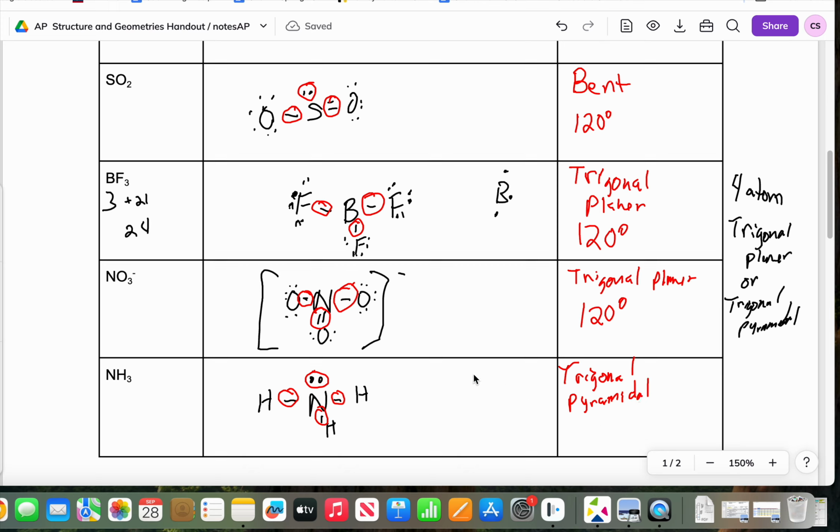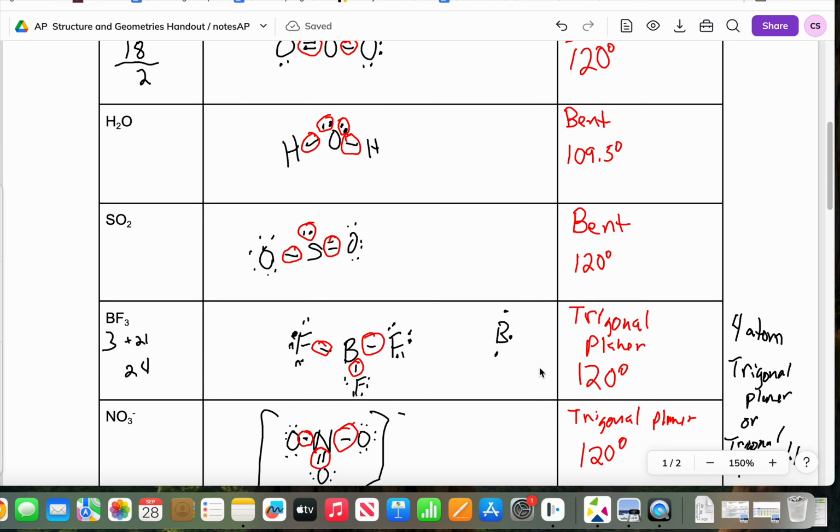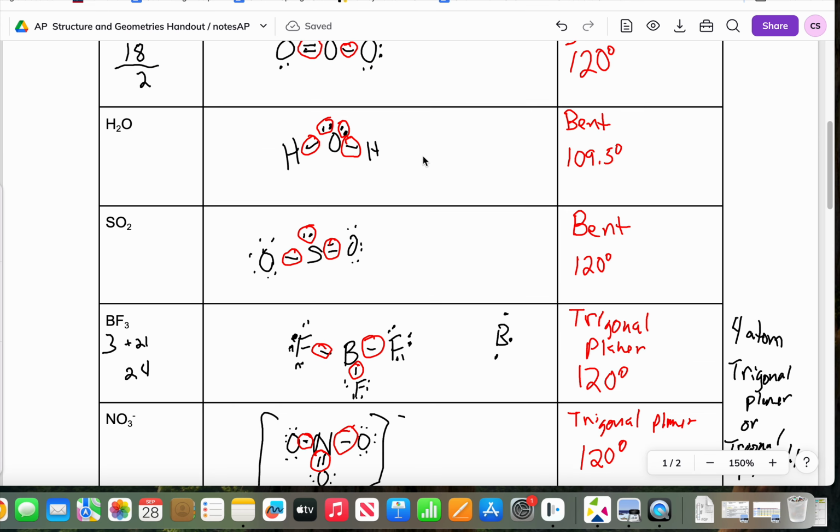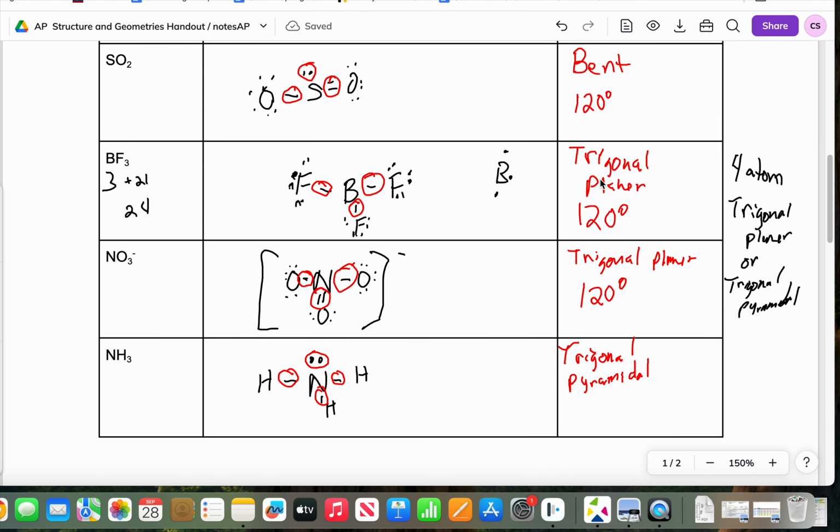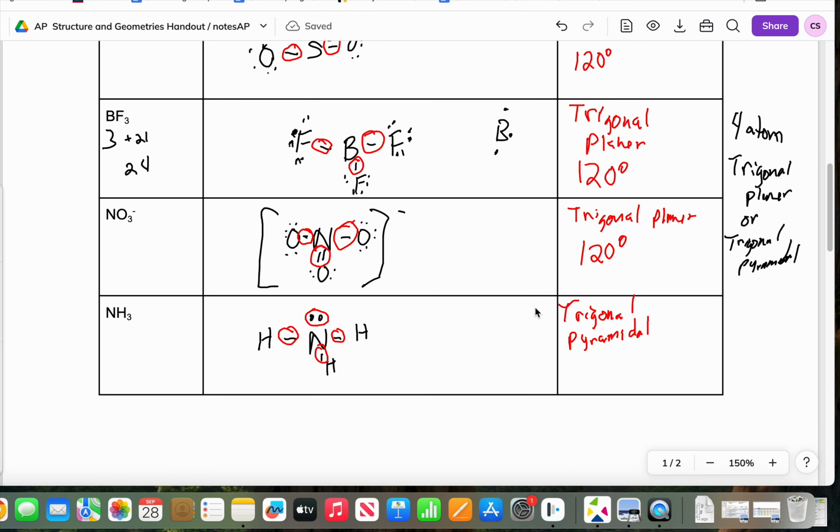And then the bond angle: what's the 4-domain bond angle? Well, you have to memorize this number, but a 4-domain bond angle is 109.5. That's a number that you should memorize, 109.5 degrees.